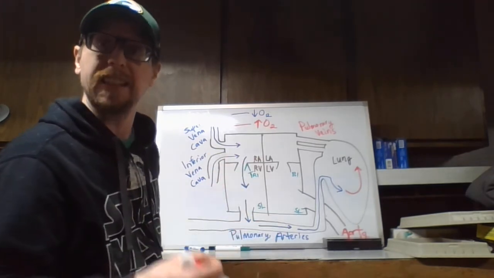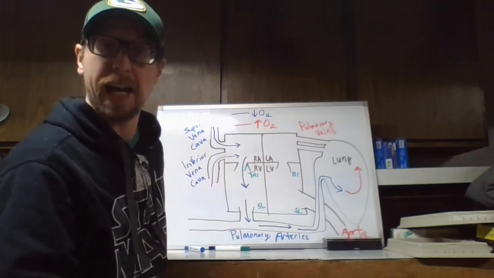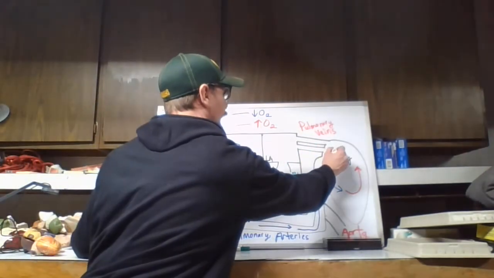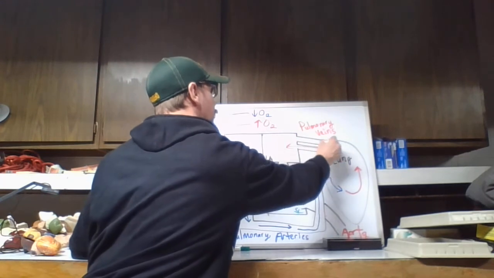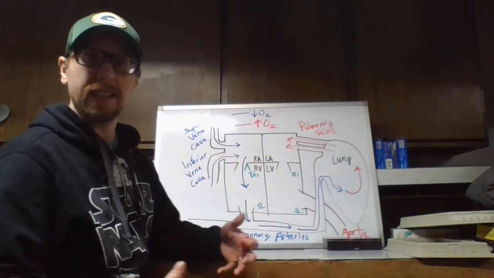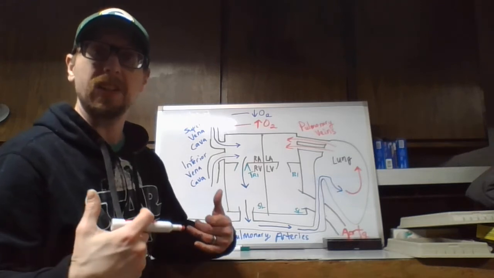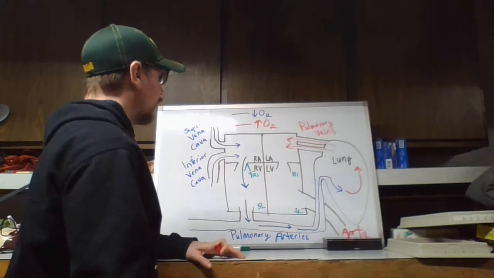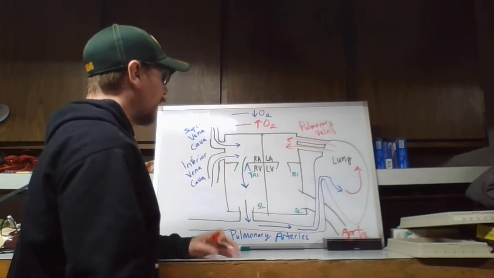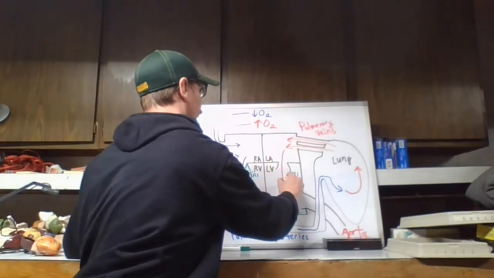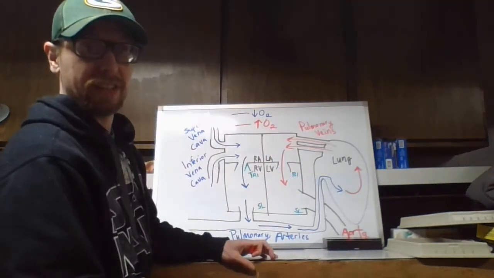Now, pulmonary veins are the only veins in your body that actually carry high oxygen blood. They are going to bring the blood back to the heart. And where does it go back into the heart? It goes back into the left atrium. Okay, the left atrium there. And so it goes into the left atrium, and then it goes through another valve, the bicuspid valve, and makes its way into the left ventricle.